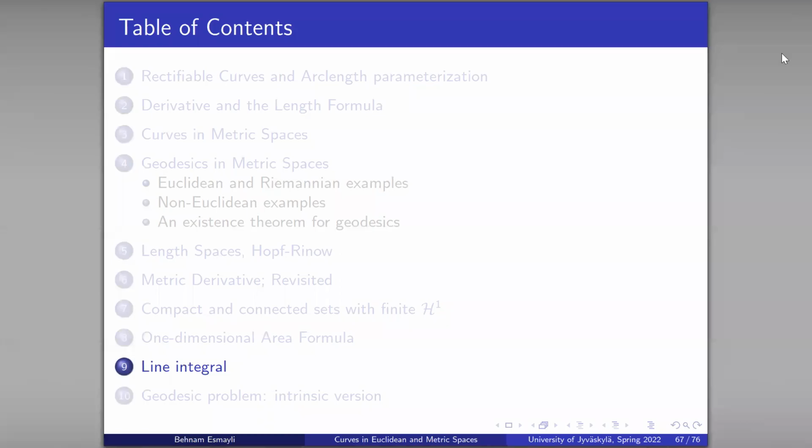Hi, today we learned to integrate functions on curves in general metric spaces. And as you see, we are getting close to the end of this series. We went in depth, we went deep, and we went wide, covered a lot of stuff, as you can see.